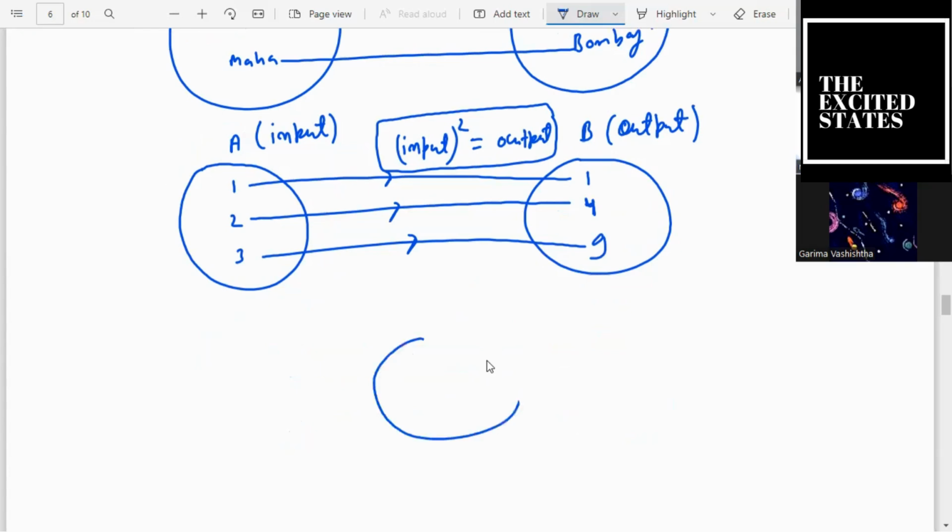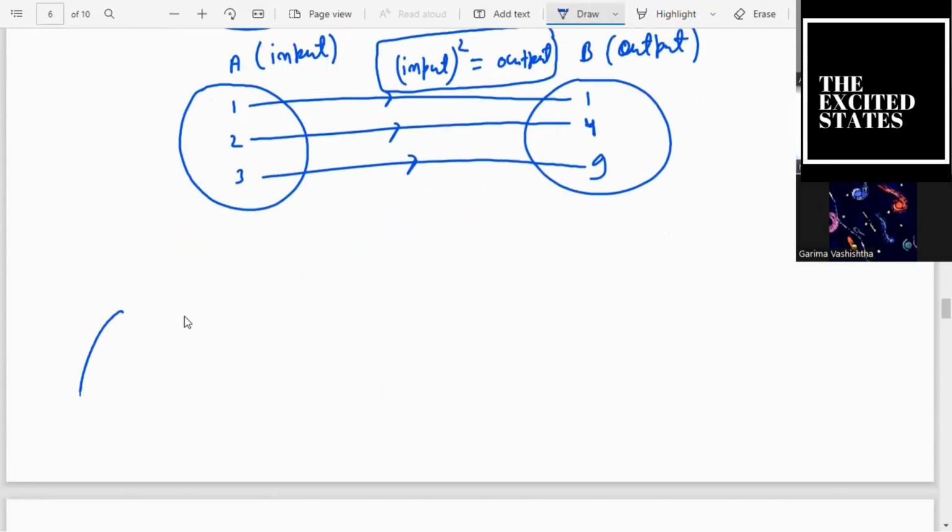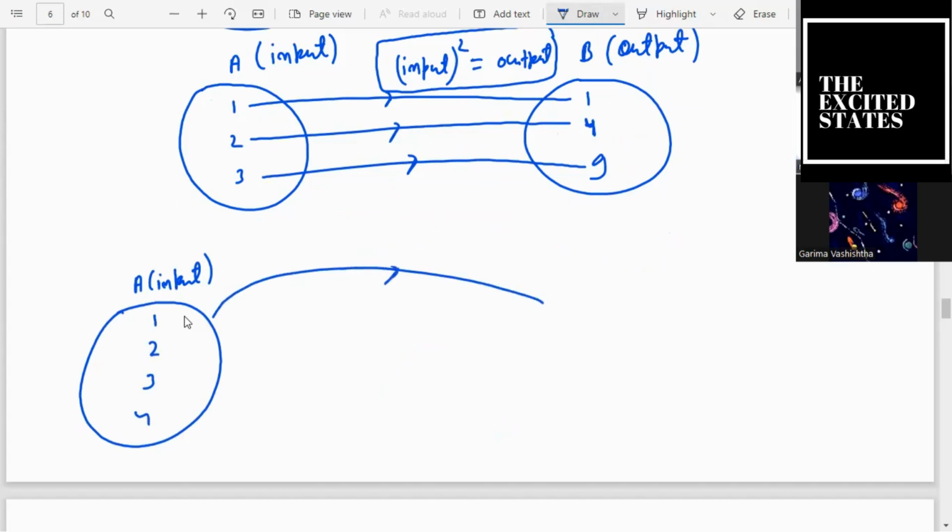Let me give you one set as the input, and this time I am giving you this kind of function, so you can tell me the output. Let's suppose this is A, meaning input, with 1, 2, 3, 4, and the matching will be 2 times x plus 3, and this is the output. So this is B, the output. So x here means the input variable.